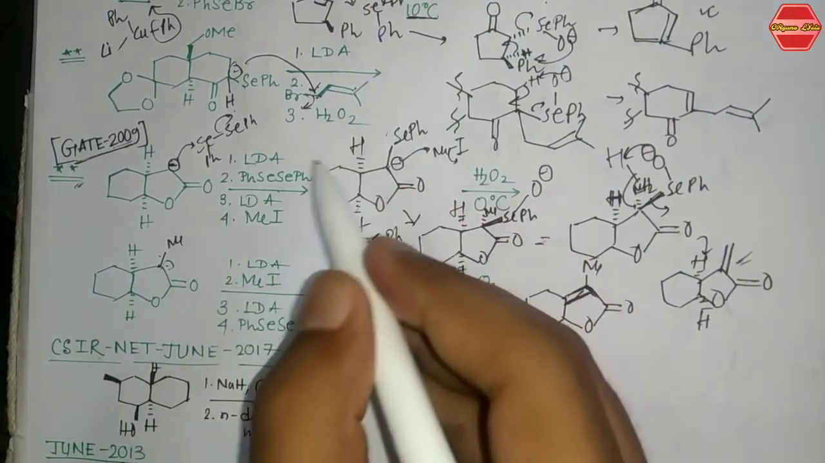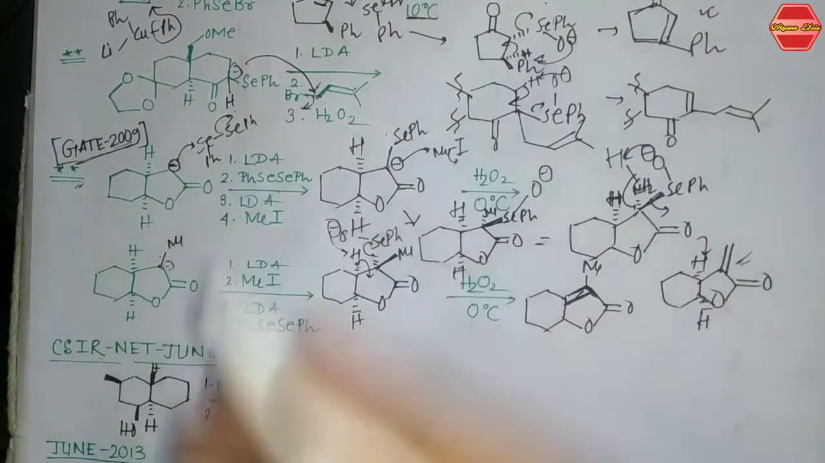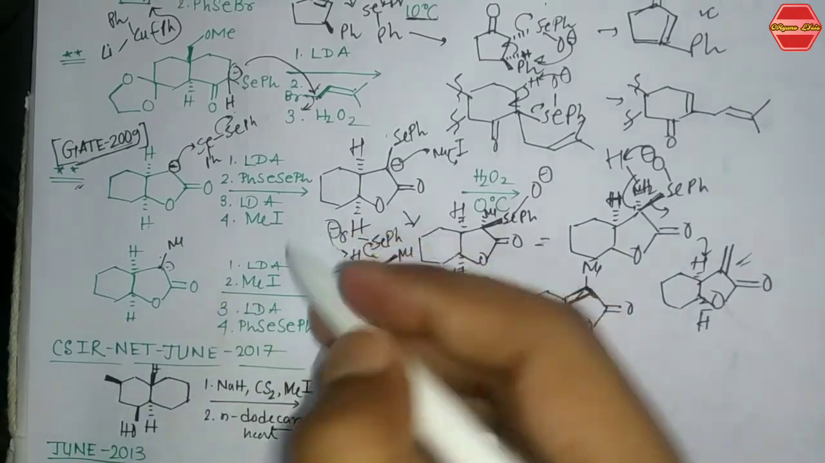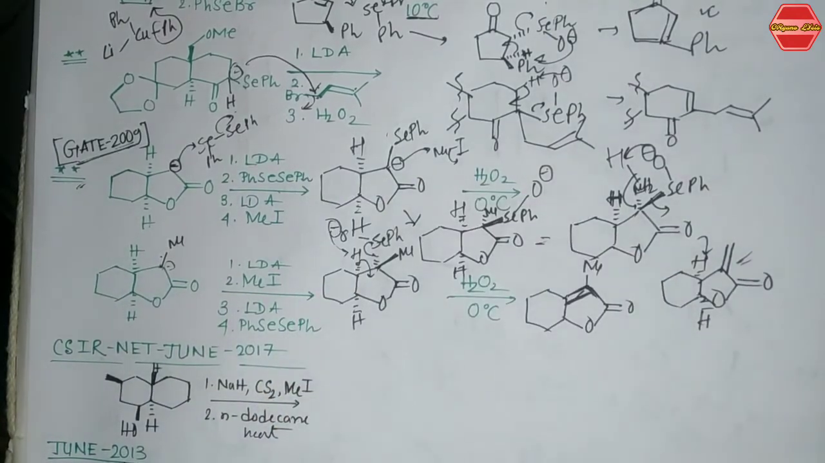That is the difference between these two reactions: by changing the sequence of the reaction, that is, first the SePh then the methyl iodide, or first the methyl then the selenium PhSe, right? So this is all about the examples of this reaction.